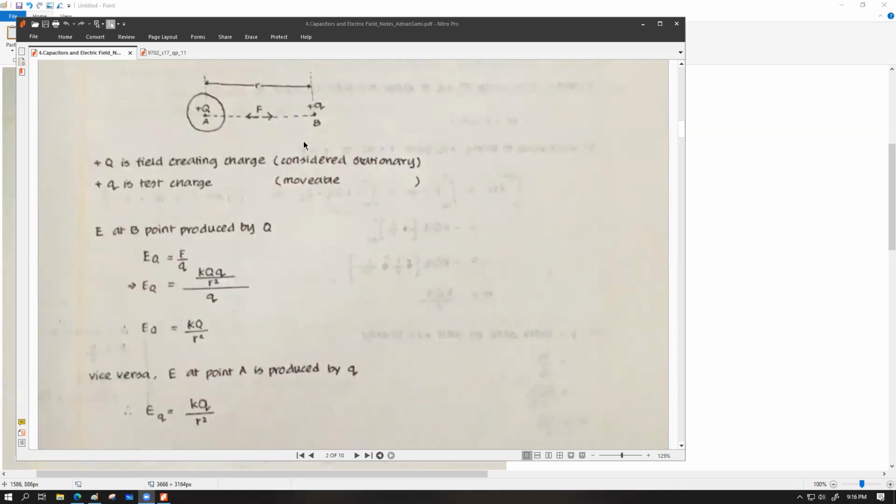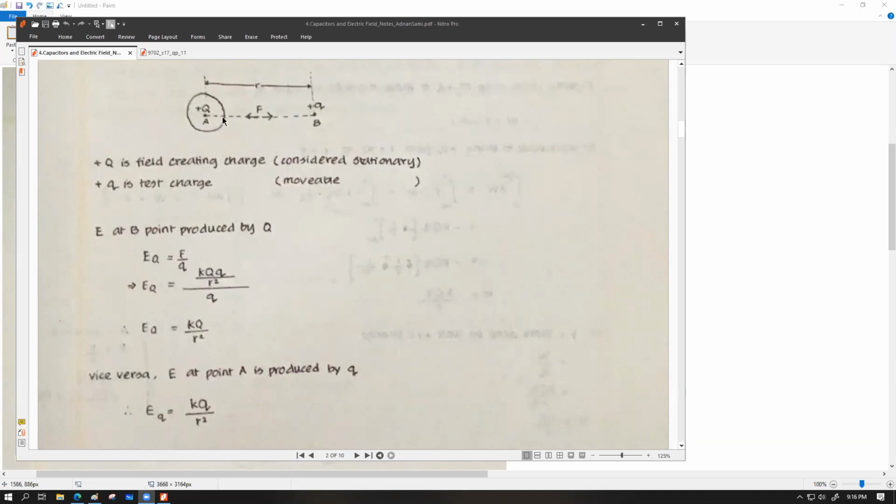And vice versa, for example, if we try to find the electric field strength because of small q at position A, that would be E_q, the electric field strength produced by the small q charge, equals Kq by r square. Why is small q coming here? Because if we try to find the electric field strength produced by small q at position A, we have to divide the same force. The force should be the same for each other, because that is Newton's third law. They cannot exert different forces onto each other. They are going to exert exactly equal force onto each other.